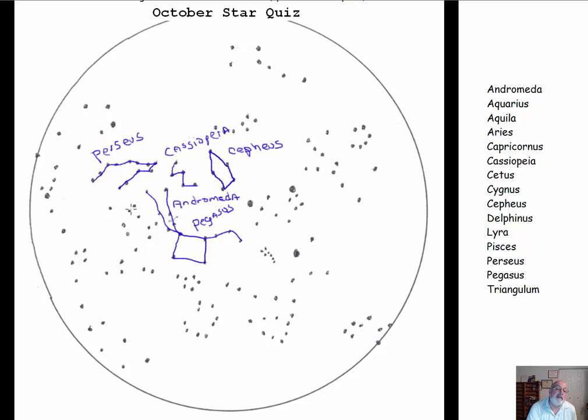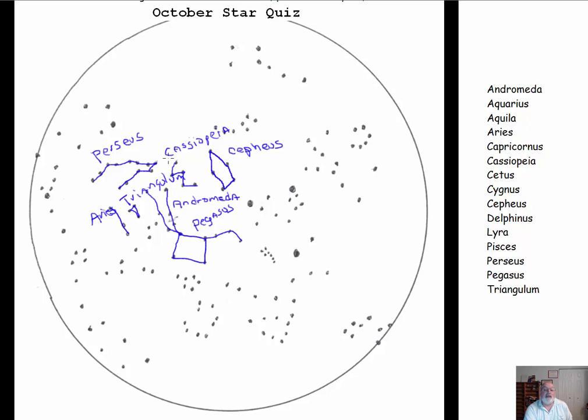Underneath Andromeda, if you can see a triangle, this is Triangulum. Right next to Triangulum are these three stars, and this is Aries. And Aries is supposed to be a ram. Triangulum is actually supposed to be a triangle. This is something that an architect would use for 60, 90 degree angles. Aries is supposed to be a ram. I've never seen it. Looks like a line of stars.